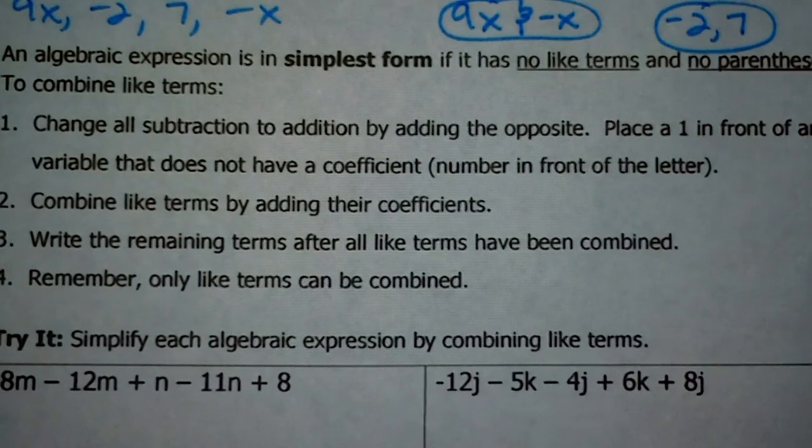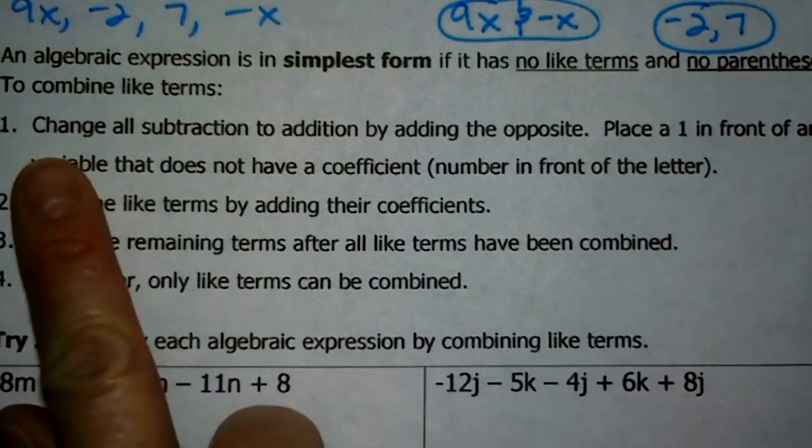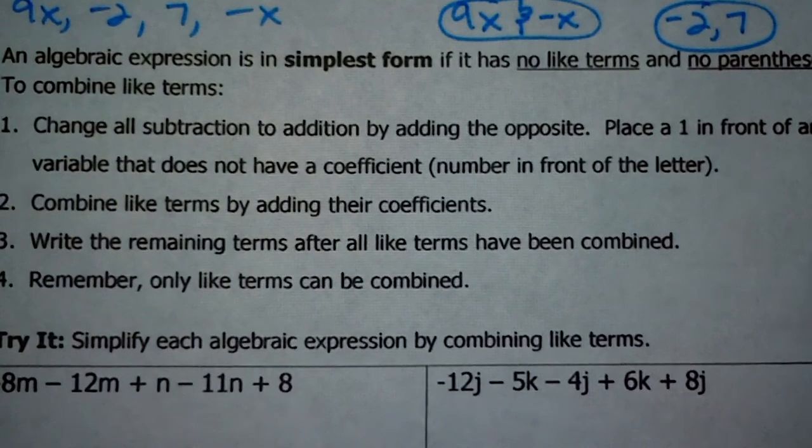So what you do to write an expression in simplest form, step 1, yes, you keep change. Change all subtraction to addition by adding the opposite, and then I'm going to have you place a 1 in front of any variable that does not have a coefficient. We talked about coefficients a lot during our algebra block lab, but a coefficient is just the number in front of the letter. So if you just see a plain old x, that means you have one x. We dropped the 1 before because of the multiplicative identity, but we're going to put it back because that way it'll help us when we're trying to add the coefficients.